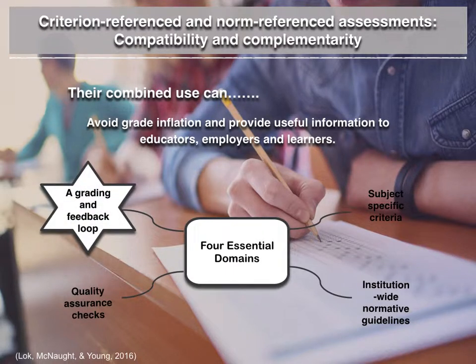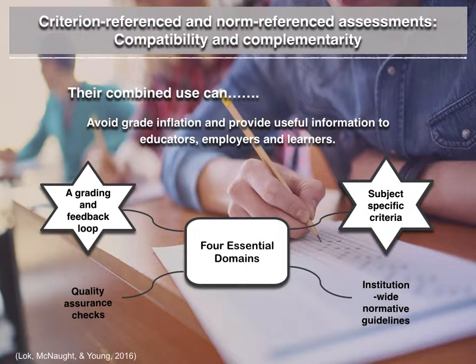So the first domain is grading and feedback loop. This basically just means that they need to be consistent with the grading rubrics and criteria and giving positive feedback constantly throughout the process so the student knows how they're doing. The second domain is subject-specific criteria, which means for each subject, the intended learning outcomes need to be stated as part of the curriculum, exactly what the teacher wants through the grading rubrics and the criteria.